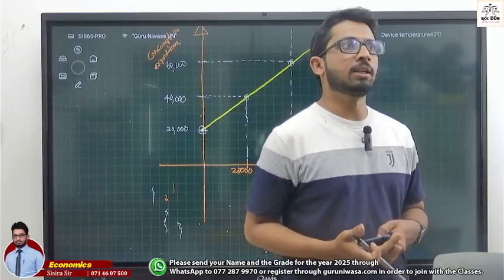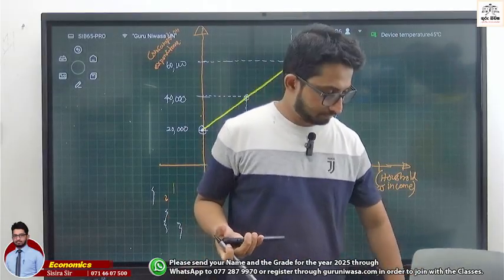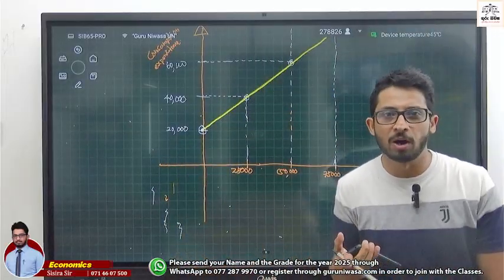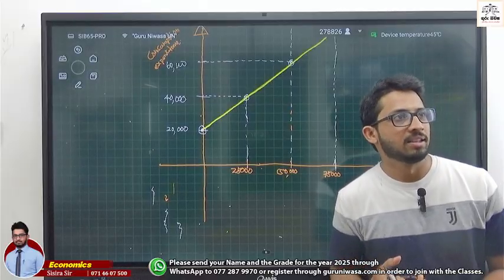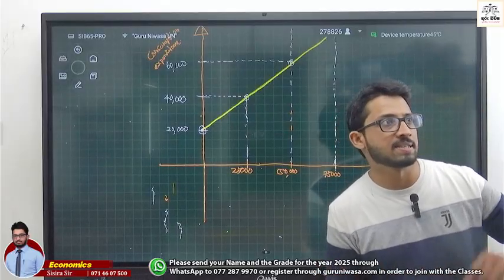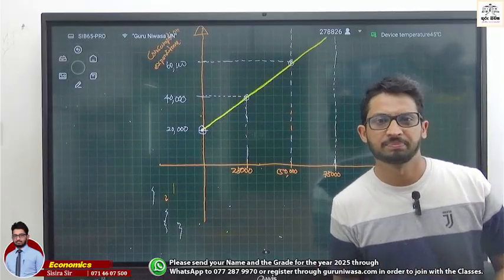Lamai, in your level, graphs are straight lines except a few. There are some curves as well, especially in the production cost lesson. Others are straight lines.